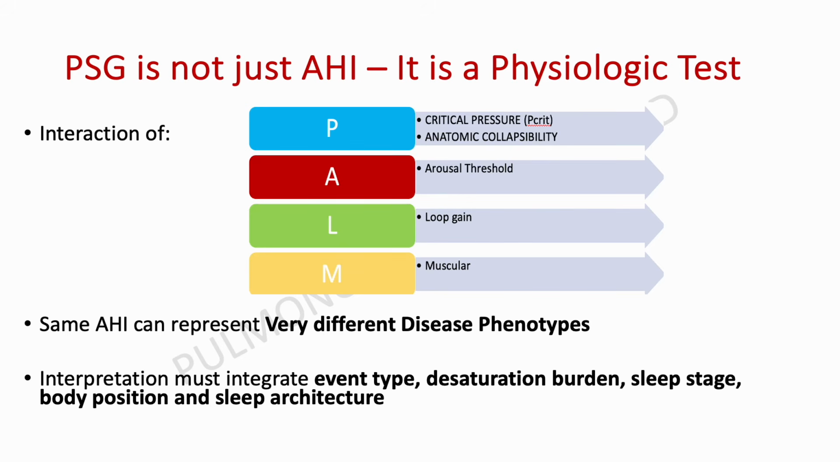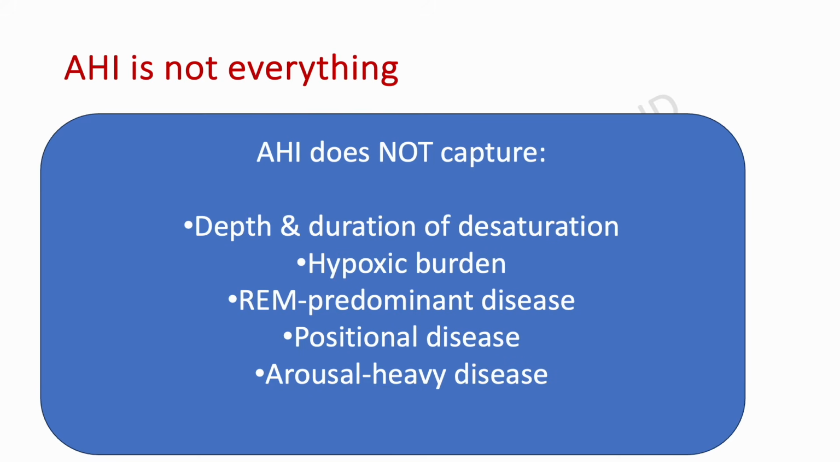And because it represents various disease phenotypes, we are trying to integrate all the knowledge received and all the data together to also phenotype our patient. Here, one would remember that the apnea hypopnea index does not capture the depth or the duration of hypoxic burden. So it is not sacrosanct. It does not tell us which stage is predominant. It does not tell us about any other interventions one can do.